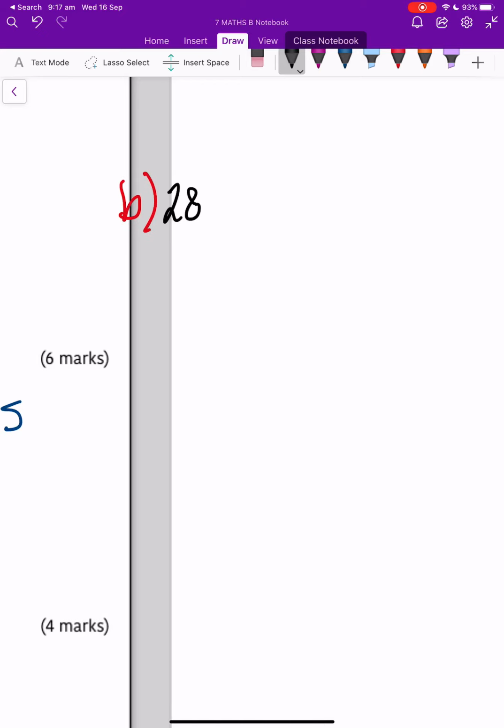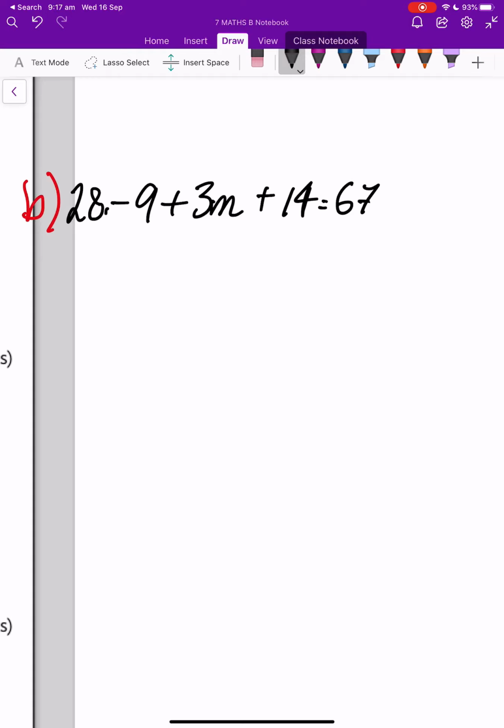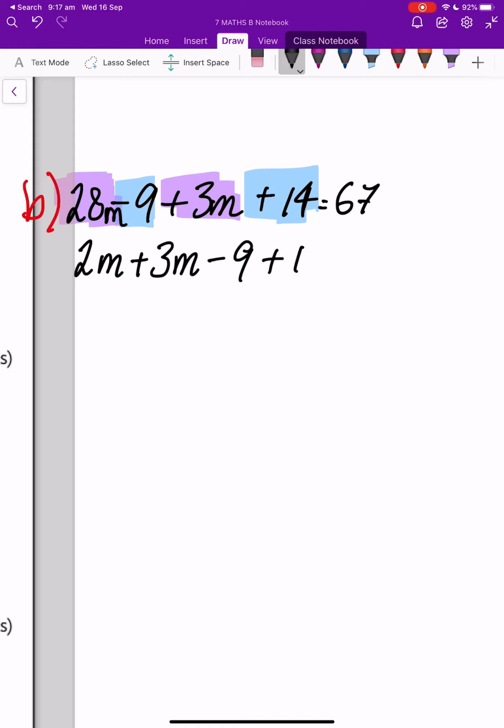So 28m take away 9 plus 3m plus 14 equals 67. Again, we're going to look at the like terms. We're going to get 2 highlighters and bring them together. So 28m and 3m are like terms, and negative 9 and 14 are like terms. Now, I'm going to write them together. So 28m plus 3m minus 9 plus 14 equals 67.